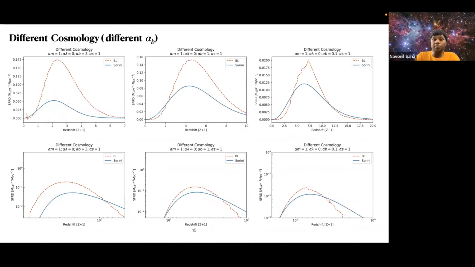Now, coming to the different cosmological case of alpha b. Here also I have varied 3 parameters of alpha b, and all the other parameters are fixed: alpha m is equal to 1, alpha s is equal to 1, and alpha lambda is equal to 0. Here I have varied alpha b to be 3, 1, and 0.1. As I said, the upper plots are the peaks, and the lower plots are the log-log plot of the SFRD peaks.